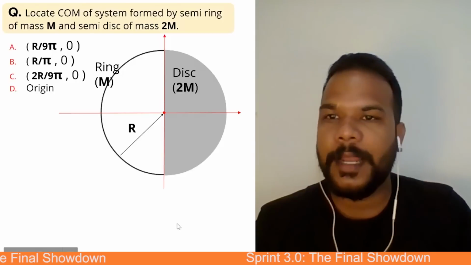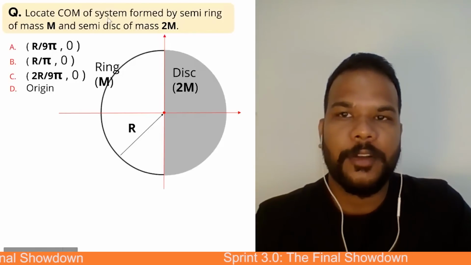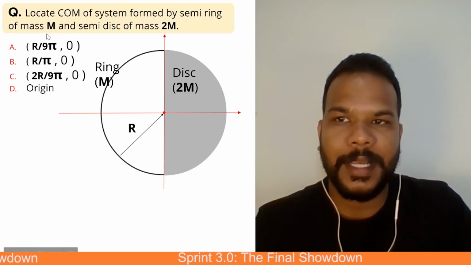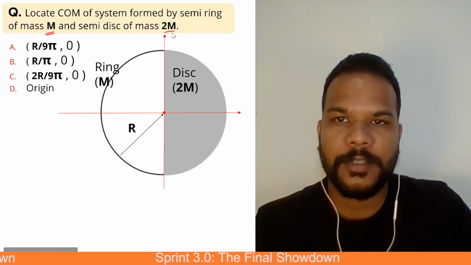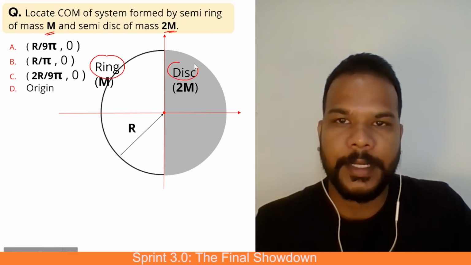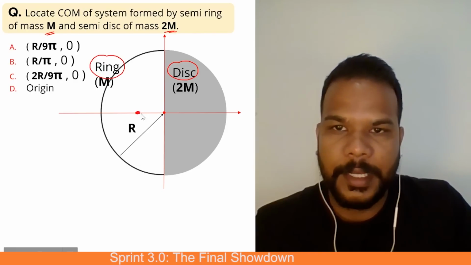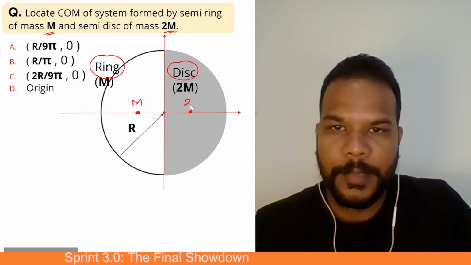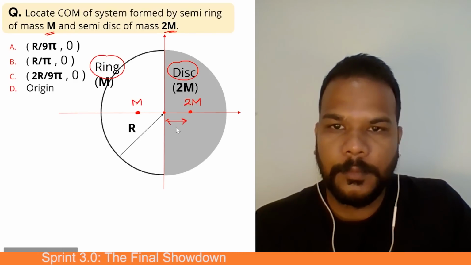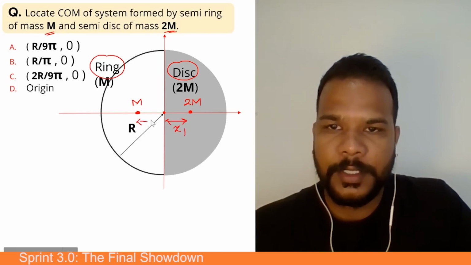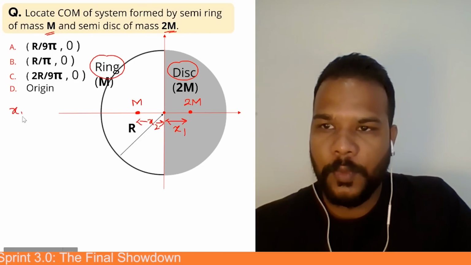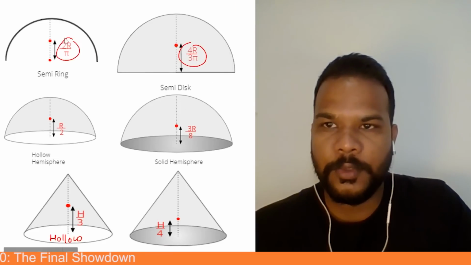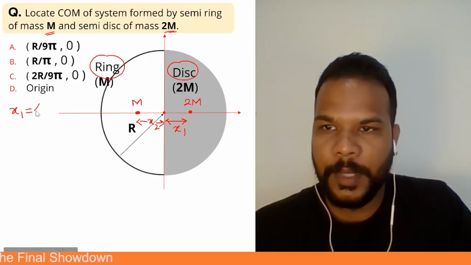So using this, let's look at the first question, guys. We have to locate the center of mass of the system formed by a semicircular ring of mass m and a semicircular disk of mass 2m. So here there is a ring and a disk. The ring's center of mass is somewhere here, the disk's center of mass is somewhere here. Place mass m here and mass 2m here. Call this x1 and this x2. So x1 is 4r by 3 pi and this is 2r by pi. 4r by 3 pi.